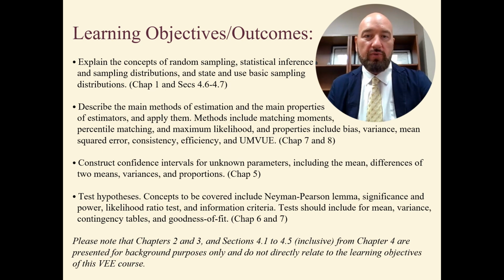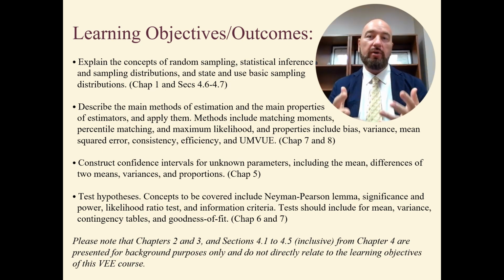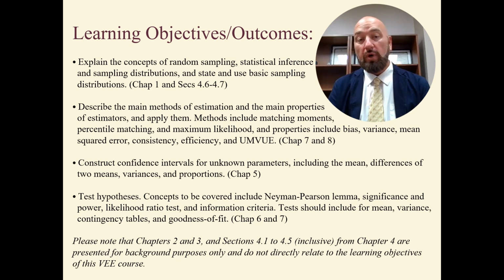Please note that chapters 2 and 3 and sections 4.1 to 4.5 in our textbook are presented for background purposes only and do not directly relate to the learning objectives of this VEE course. So they're not officially part of the VEE curriculum that we're going to test you on in the assessment. They are meant as background chapters. If you've never taken a statistics class before, these are chapters and sections from chapter 4 that you should read to bring yourself up to a level of proficiency so that you can do the core topics that we cover in chapter 1, sections 4.6 and 4.7 from chapter 4, chapters 5, 6, 7, and 8.